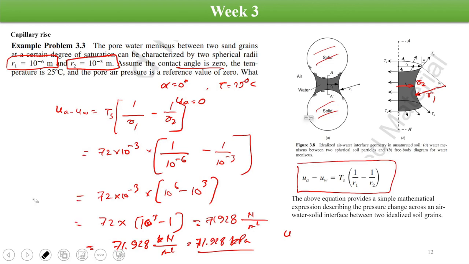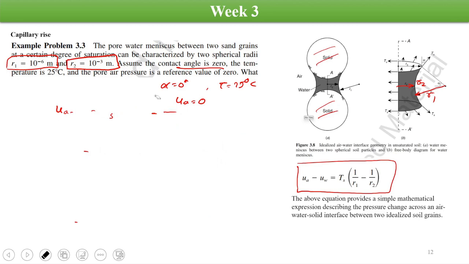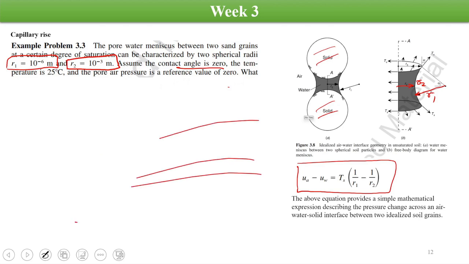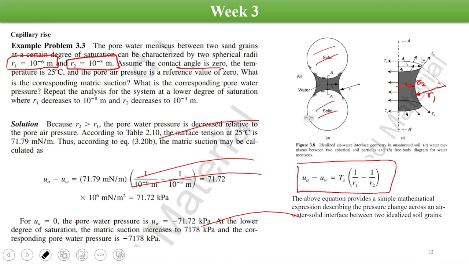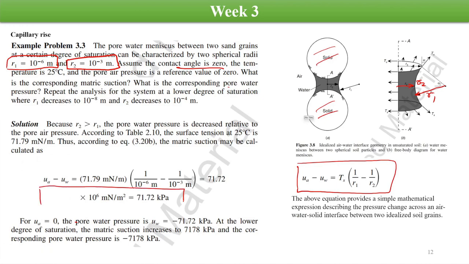Okay, let me just erase it real fast. Okay. So if we see these values in our already solved example, we determined the UA minus UW value as 71.72 or 72. Now the question is asking what is the corresponding pore water pressure, and this one we have solved.